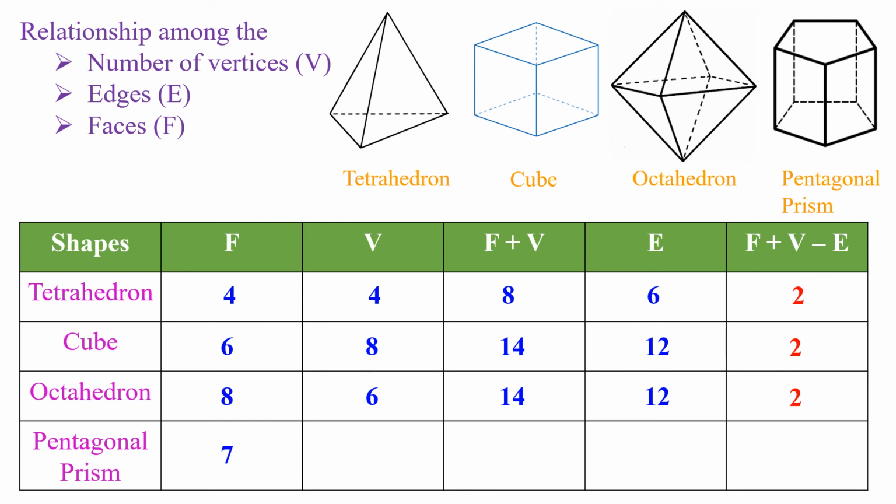Similarly, for a pentagonal prism, the number of faces is 7 and vertices is 10. So, 7 plus 10 is equal to 17 and the number of edges is 15. So, 17 minus 15 is equal to 2. Therefore, he gave a simple relationship among the number of vertices, edges, and faces as F plus V minus E equal to 2.